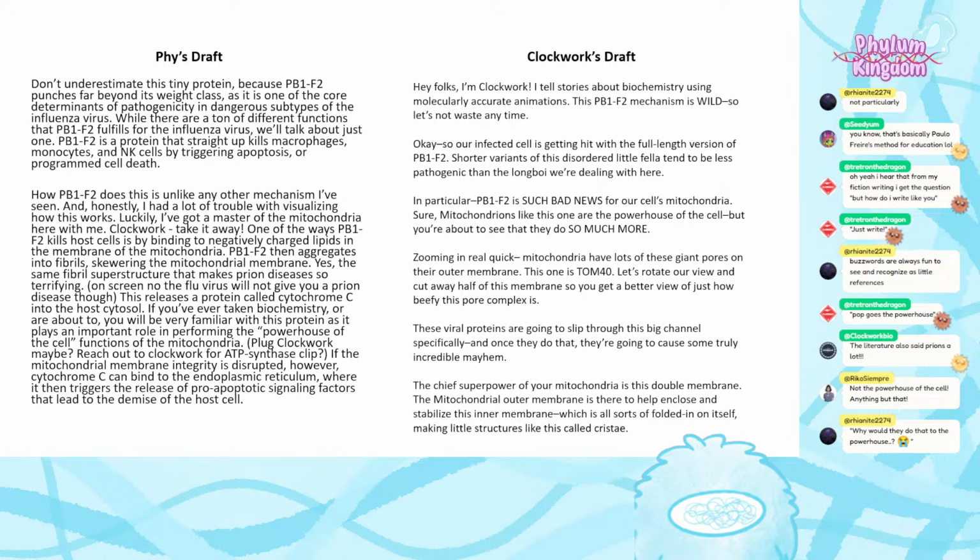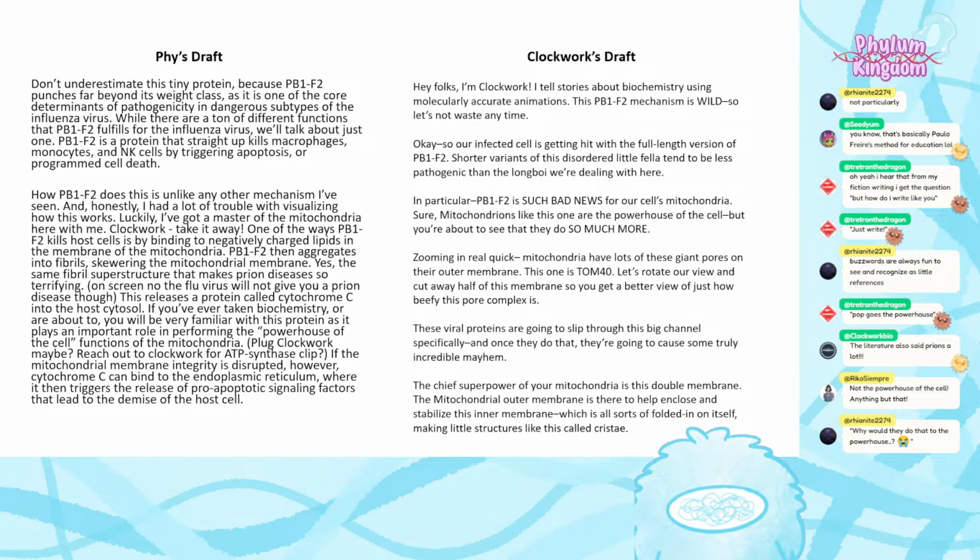Okay, my draft. Don't underestimate this tiny protein, because PB1F2 punches far beyond its weight class, as it is one of the core determinants of pathogenicity in dangerous subtypes of the influenza virus. While there are a ton of different functions that PB1F2 fulfills for the influenza virus, we'll talk about just one. PB1F2 is a protein that straight up kills macrophages, monocytes, and NK cells by triggering apoptosis, or programmed cell death. How PB1F2 does this is unlike any other mechanism I've ever seen. And honestly, I've had a lot of trouble with visualizing how this works.